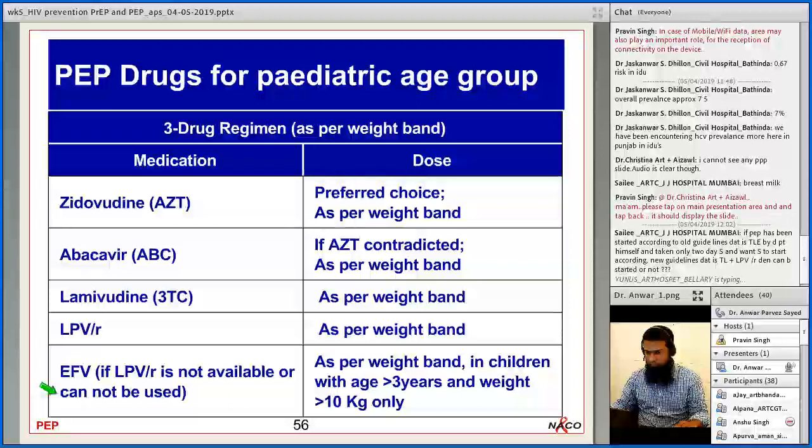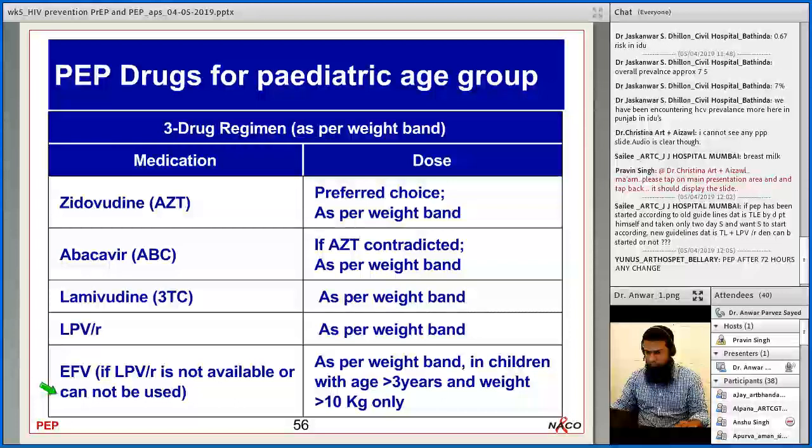Obviously, lopinavir ritonavir is, and in fact, in the new guideline, not the NACO guideline, but if you have heard Dr. Dhani Reddy saying, even integrase inhibitors have been used as a third drug for PEP. So just to answer your question, it can be started, but in my personal opinion, even if the person continues on TLE, it is fine.